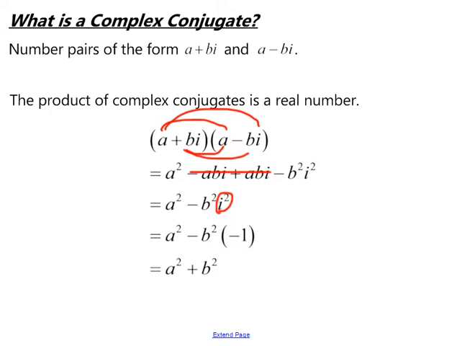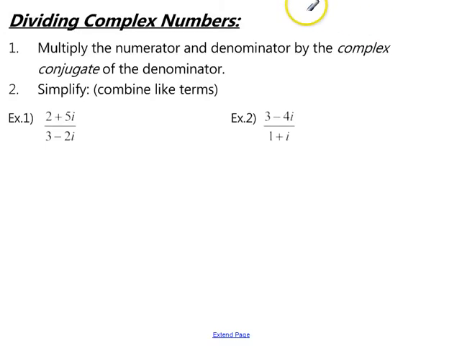We talked about addition, subtraction, and multiplication of complex numbers. So next, we're going to talk about division. How do we divide complex numbers? First step, multiply the numerator and denominator by the complex conjugate of the denominator. Then simplify by combining like terms.